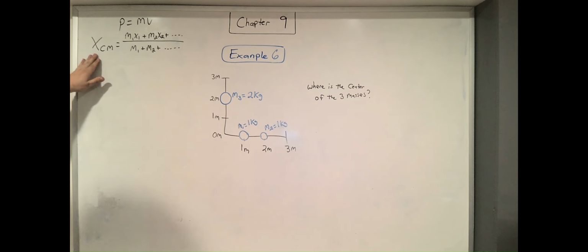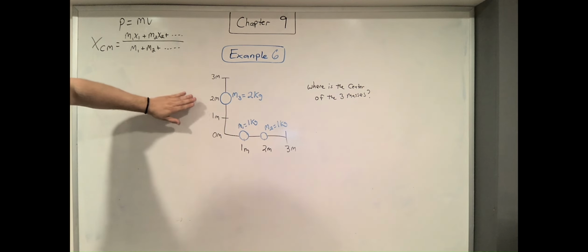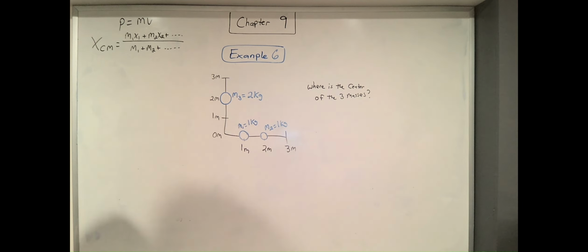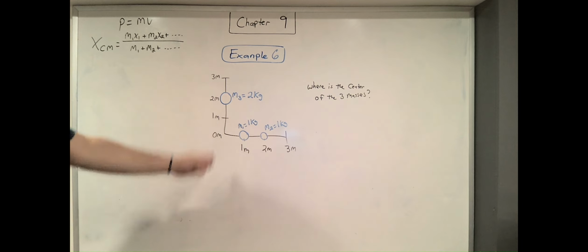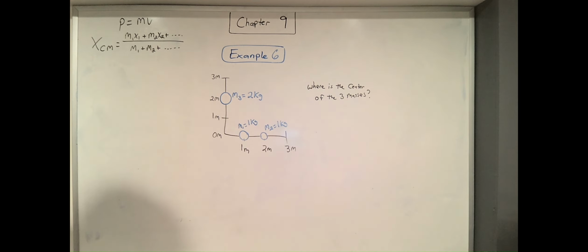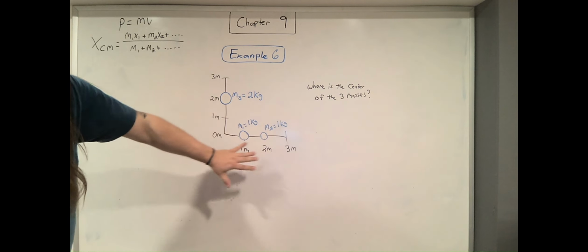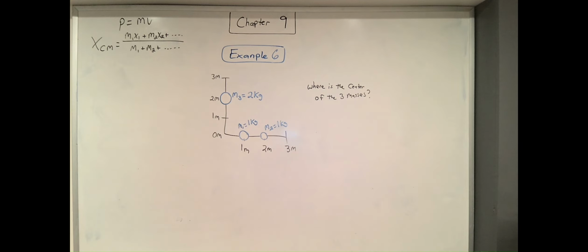We have the equation written up for the x center of mass. This also works for the y. You just have to change all the x's to y's. Same with z if you wanted to do it in the z-axis. Here we have a 3-mass system. Mass 3 is 2 kilograms, and mass 1 and 2 are only 1 kilogram. Mass 1 and 2 are located on the x-axis. Mass 3 is located on the y-axis. And the question is, if this was a solid mass, where would be the center of its mass? So, like the balance point for it.